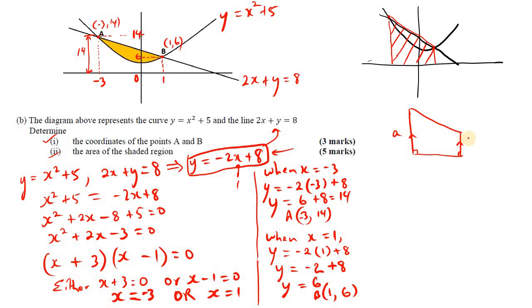So if we call this A, we call this B, and this we can call the height, or the distance between A and B, let's call that H. Then we can use the formula to find the area of the trapezium. The area of a trapezium is equal to half the sum of the parallel sides times the height. So we can do that, and after we find the area of the trapezium, we can find the area.